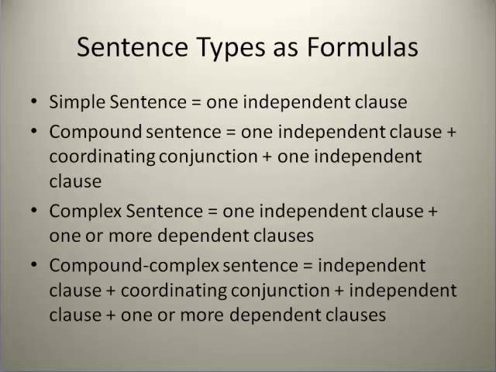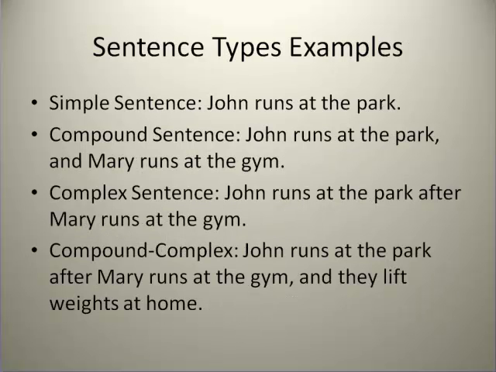A complex sentence, 1 independent clause plus 1 or more dependent clauses. A compound complex sentence, 1 independent clause plus a coordinating conjunction plus another independent clause plus 1 or more dependent clauses. Here are examples of these sentence types.